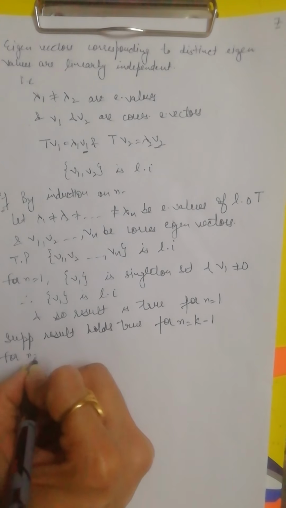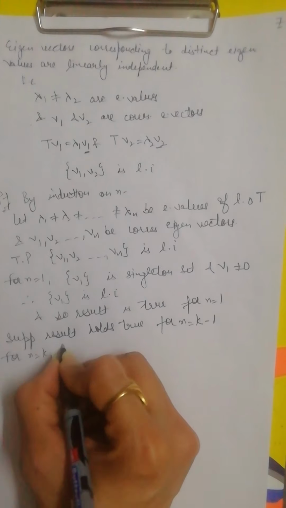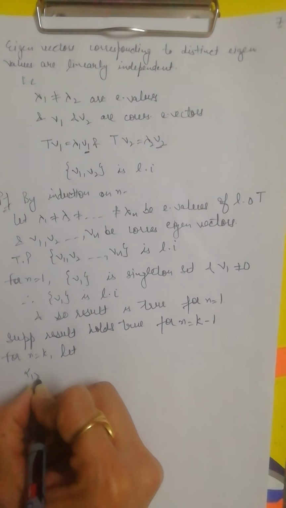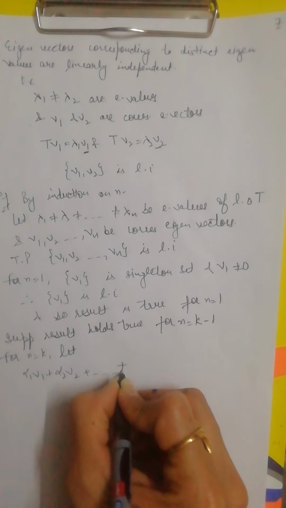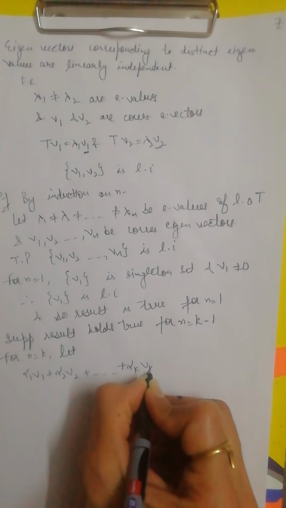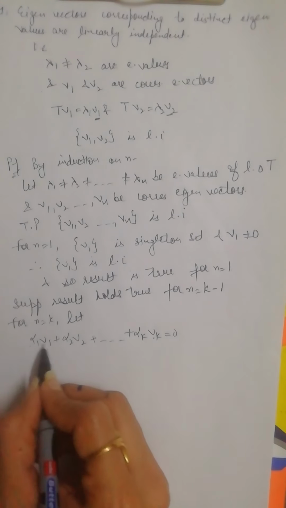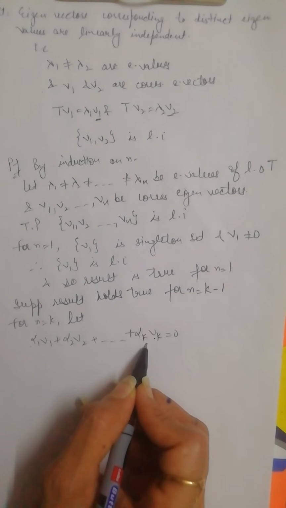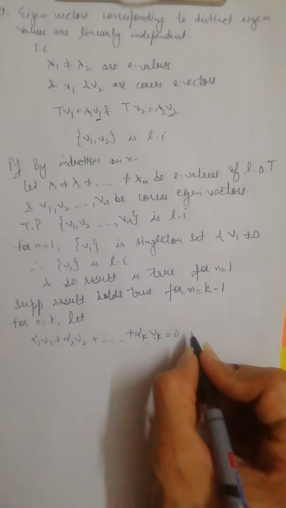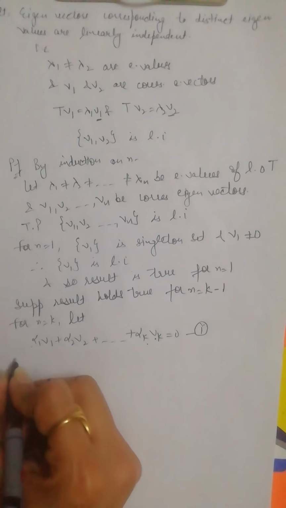For n is equal to k, let alpha 1 v1 plus alpha 2 v2 up to alpha k vk is 0. We need to prove that v1, v2, up to vk are linearly independent. So we need to prove all the coefficients alpha 1 up to alpha k are all equal to 0. Write it as equation 1.